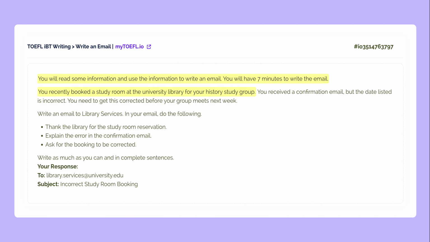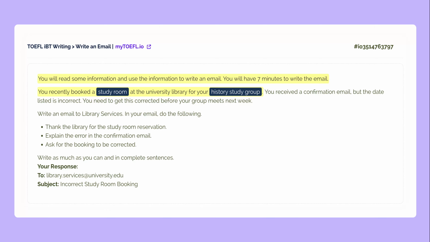This first sentence sets the stage for our task. You have arranged a study room which is the central topic. Note that the purpose is for your history study group. Knowing the specific group helps you add relevant details later, making your email sound more realistic and personalized, which is great for your score. You received a confirmation email, but the date listed is incorrect.